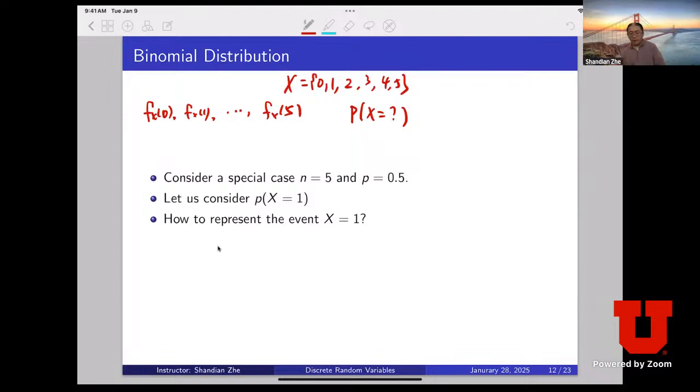So now let us just pick one particular case. We pick 1, right? X equals 1. So we want to calculate the PMF at 1, which essentially is the probability of the event defined as X equals 1, right? So now the question is reduced to how do we compute the probability of this event. How do we represent the event defined as X equals 1?